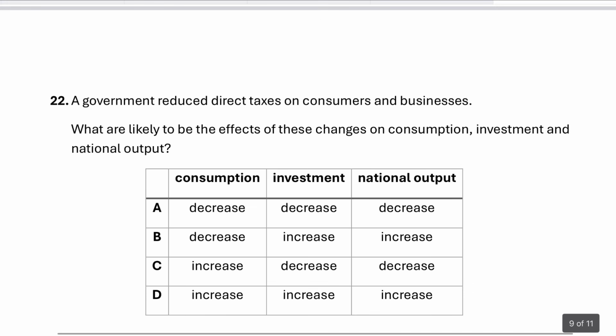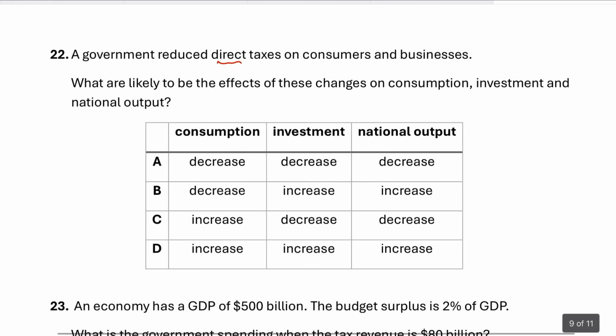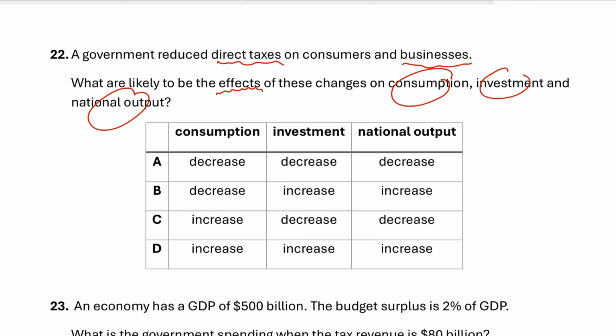Moving on, question number 22 says the government reduced direct taxes on consumers and businesses, which means maybe income tax and corporate taxes went down. What are the likely effects of these changes on consumption, investment, and national output? If the government is reducing direct taxes on consumers and businesses, the effect on consumption would be, just look at the first, simplest column, which is consumption.